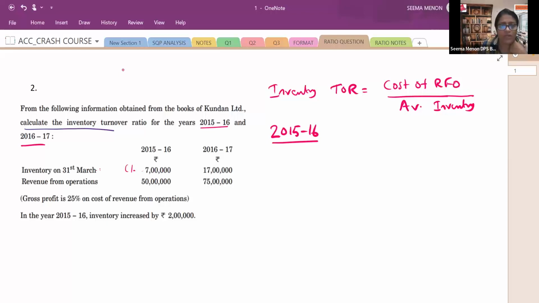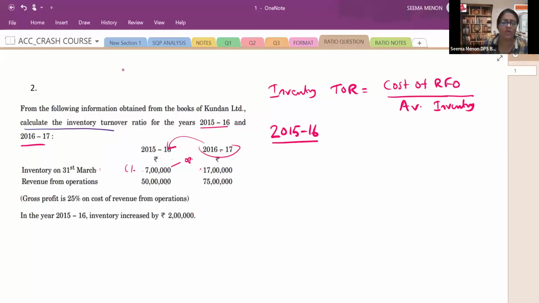Now again, 2016, this is closing inventory only. For 2016-17, the inventory of 2015-16 will become opening inventory, because inventory on 31st March means closing inventory, and it is the next year's opening inventory. So for 2016-17 we got opening and closing inventory.